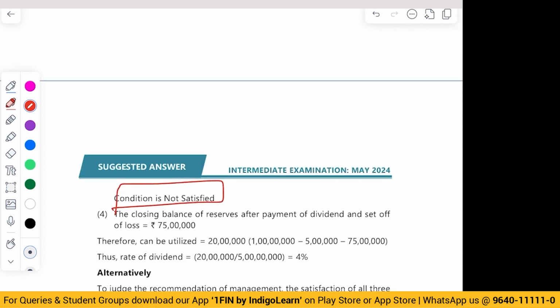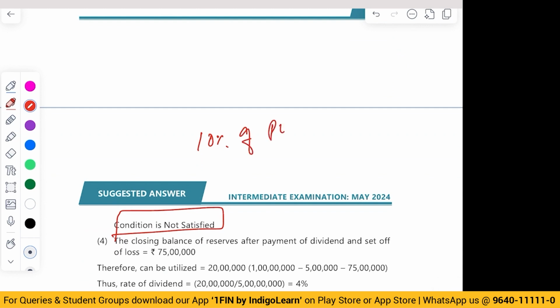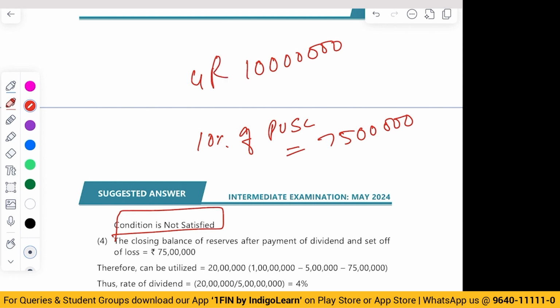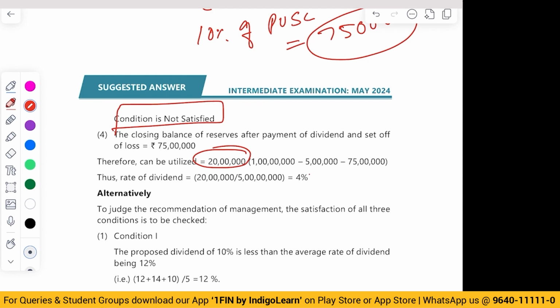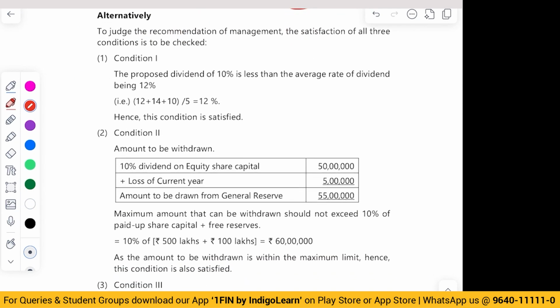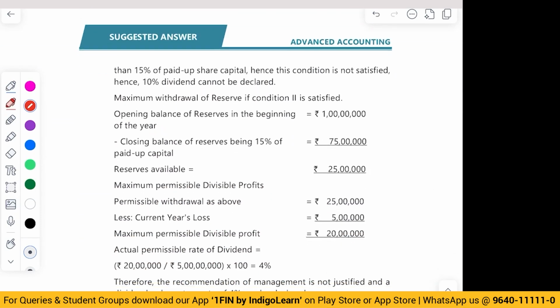So, how much can be utilized? Basically, if you see, 10% of paid up share capital is 75 lakhs. I have 1 crore in general reserve. Out of this 1 crore, losses is 5 lakhs. So I am left with 95 lakhs. Out of this 95 lakhs, maximum I can draw is only 20 lakhs. So the maximum amount that can be utilized is 20 lakhs. So the rate of dividend should be 4%. Okay. Or, for the second condition, you can alternatively present it this way also, because both interpretations have been considered appropriate. But maximum dividend is 20 lakhs.